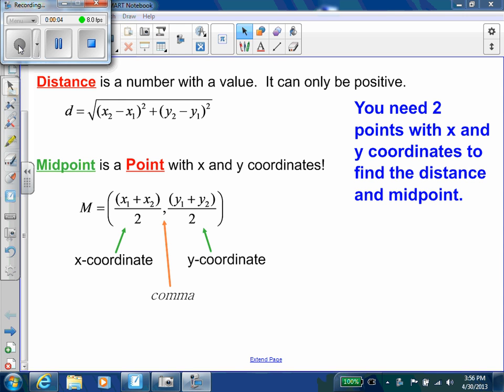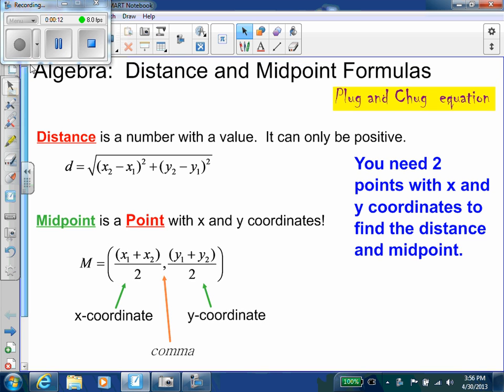So today we're going to talk about the distance and the midpoint formula. Both of these formulas are what I call plug and chug formulas, which means that you're given a specific formula, you plug in the information, the correct information, and out comes your answer.